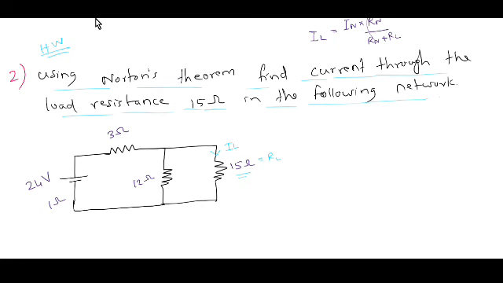If you go back to the previous class note where we did the same problem, we obtained the value of the load current equal to 1 ampere. And using Norton's theorem, you do the same problem and check whether you are getting the value of the current 1 ampere or not.